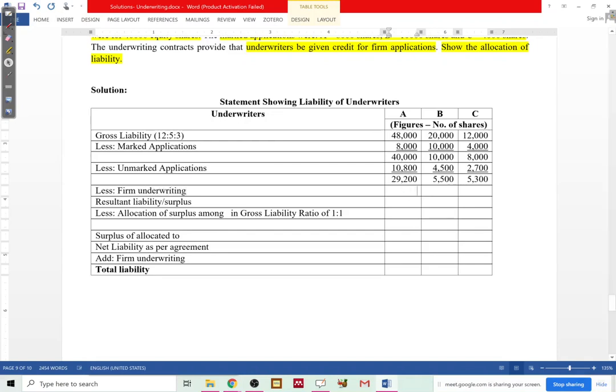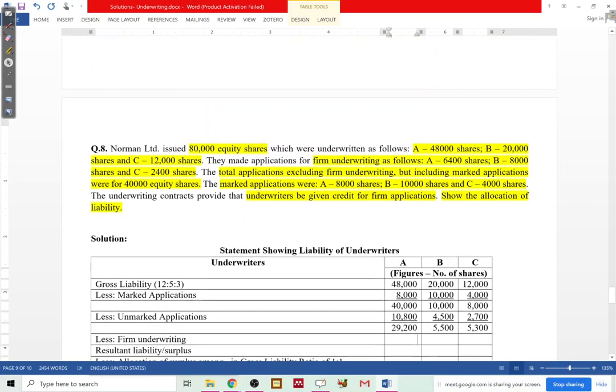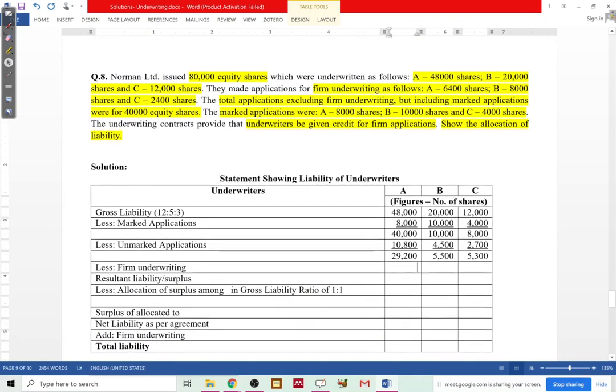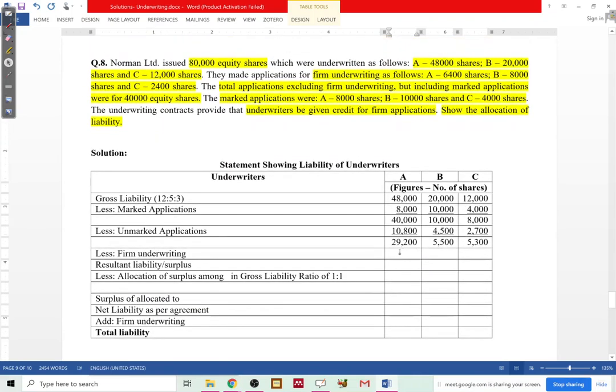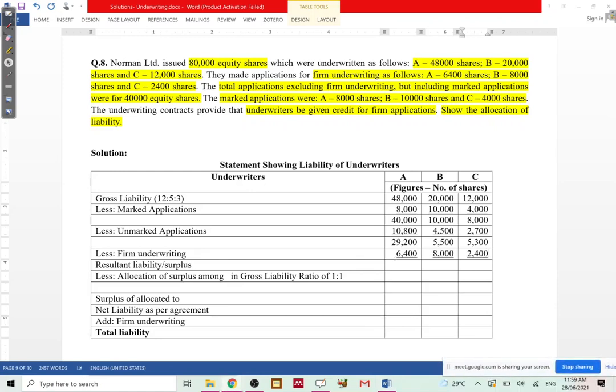How much? It will be given directly in the problem, right? Firm underwriting was 6,400, 8,000 and 2,400. So minus this 6,400, minus 8,000, minus 2,400. Clear to you? So you have done nothing but separately, individually, you have deducted the firm underwriting applications of each of the underwriters. Is this clear?